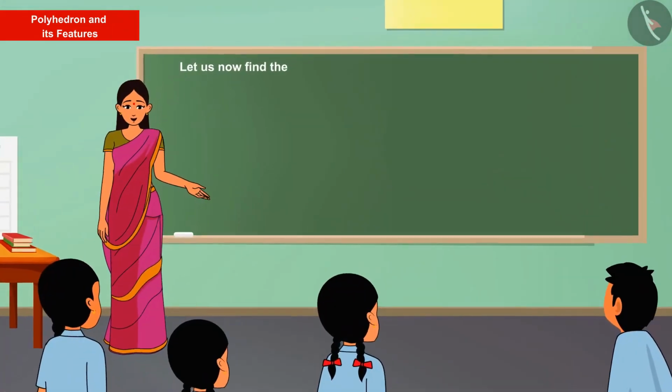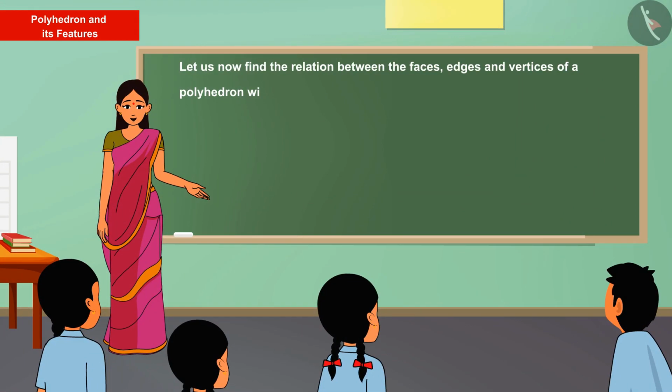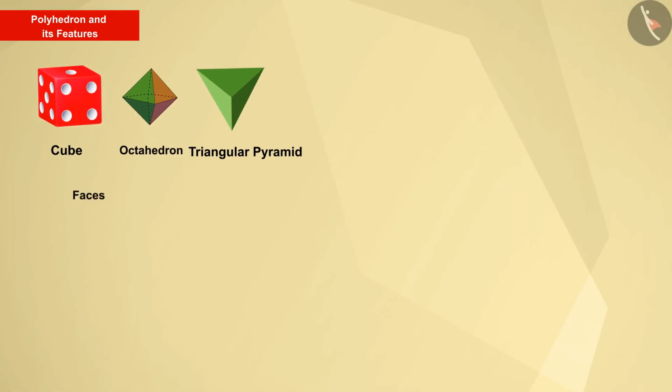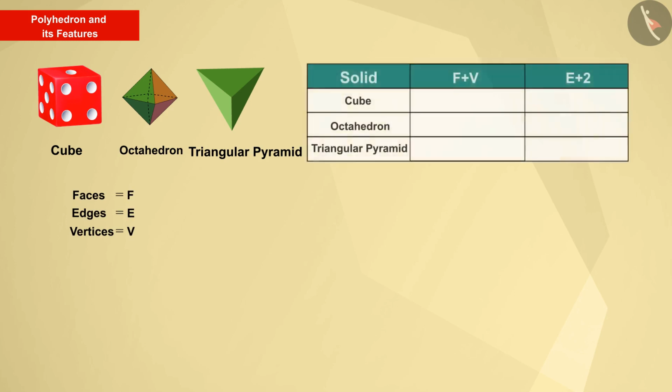Let us now find the relation between the faces, edges, and vertices of a polyhedron with the help of an example. The teacher is conducting an activity for the children of class 8. She gives these polyhedrons to Raju, Monu, and Payal respectively. The number of faces, edges, and vertices are shown with F, E, and V respectively. Can you help Raju, Monu, and Payal fill this table?